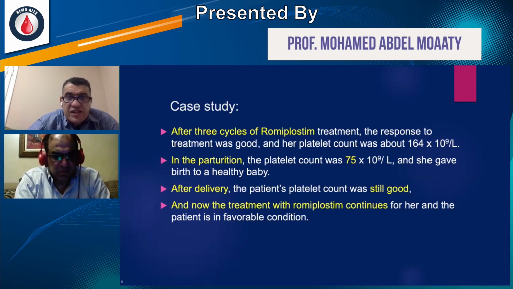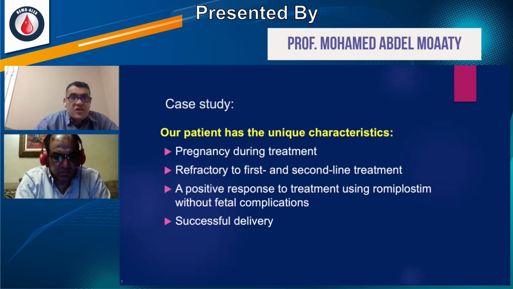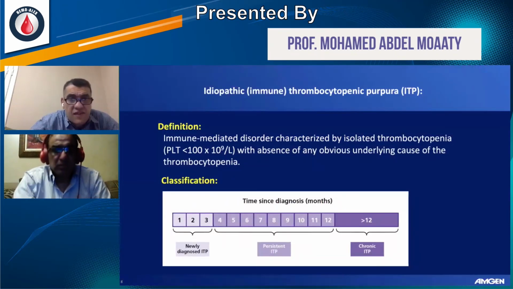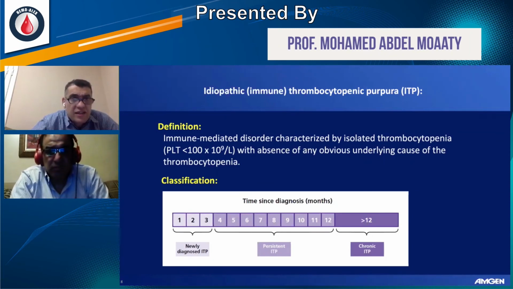After delivery, the patient's platelet count was still good, and the treatment with romiplostim is continued for her. The patient is in favorable condition, and her baby also. Our patient has unique characteristics: pregnancy during treatment, refractoriness to first and second line treatment, a positive response to treatment using romiplostim without any fatal complication, and successful delivery. I will quickly revise what has been seen.